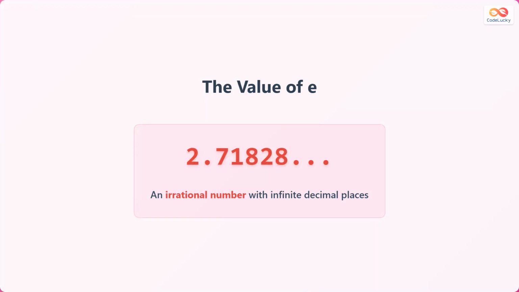The value of Euler's number, e, is approximately 2.71828, and the decimal representation continues infinitely without repeating. This makes e an irrational number, which means it cannot be expressed as a simple fraction.